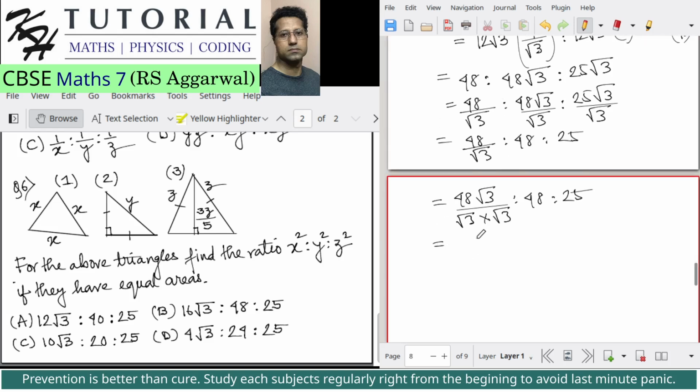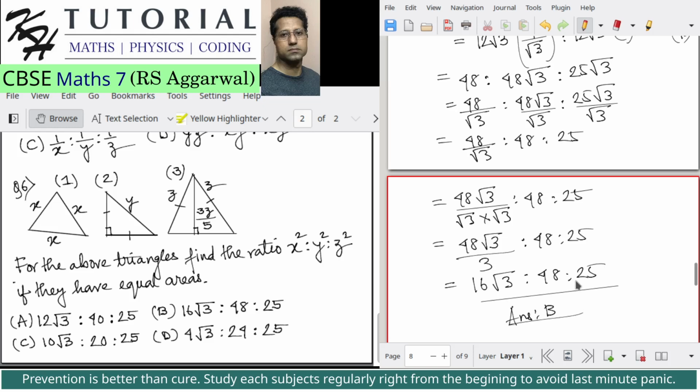Further simplifying the first part, this becomes 48 square root of 3 divided by 3 is to 48 is to 25. So 3 divides 48 with 16. Okay, so 16 root 3 is to 48 is to 25. So now it is fine. So the correct choice is B. B is the correct choice.